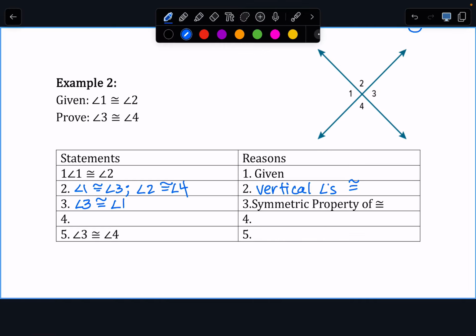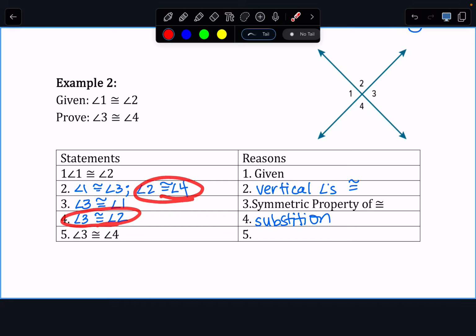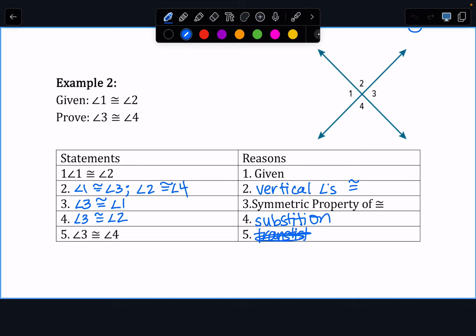Gotcha. Okay, so what else can we say about angle 3? Who is it congruent to? Ooh, angle 2. Why? 1 is congruent to 2, so we can put that there. This one I would take substitution. I would also take transitive. So now I have 3 is congruent to 2, but I also have 2 is congruent to 4. But 2 can also be replaced with 4. So now we have substitution or transitive. I can't spell.